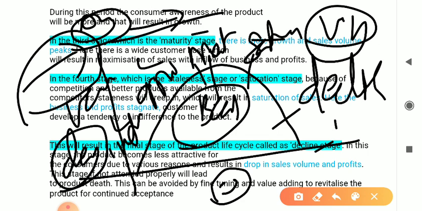And more importantly, just remember the characteristics, right?